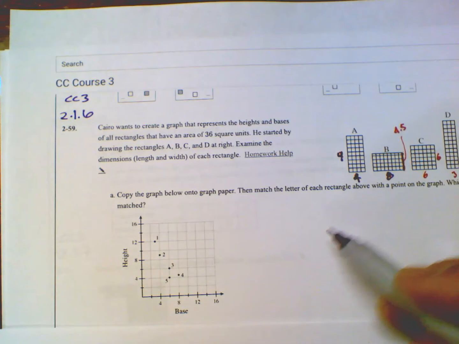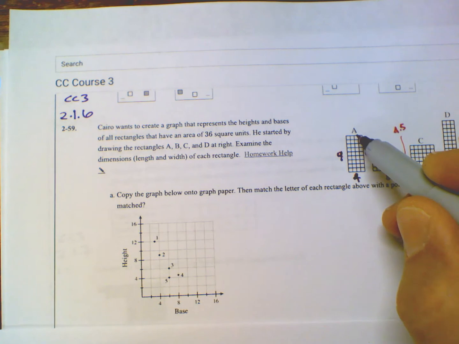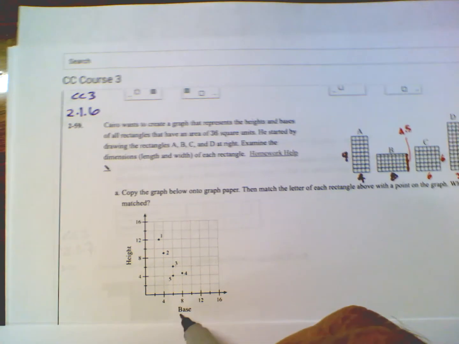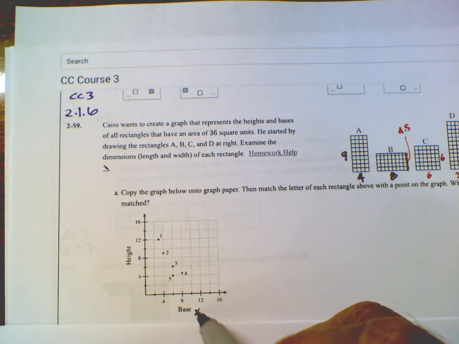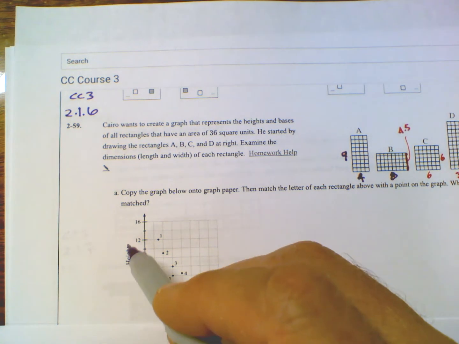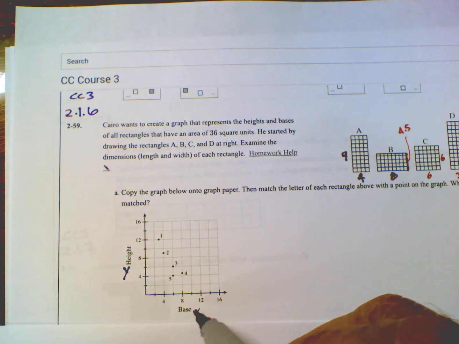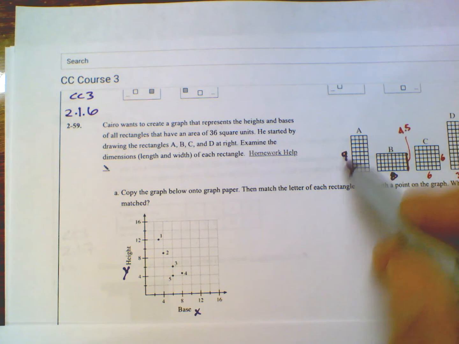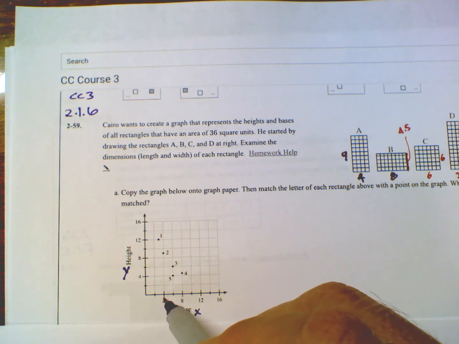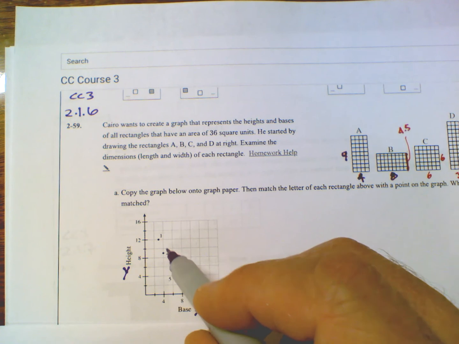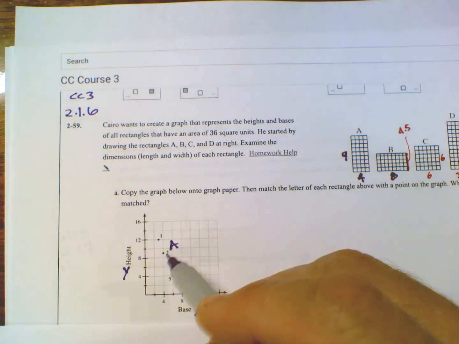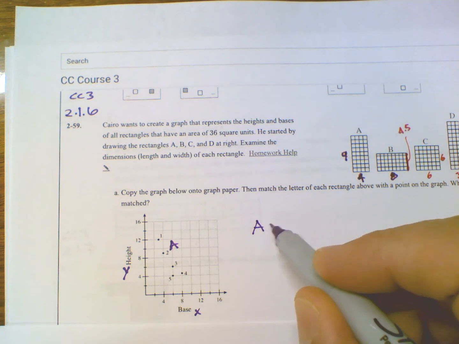So first of all, if I look at A, rectangle A is a 9 by 4. Well, actually, the base is the X, and the height is the Y, right? So the first number for this rectangle would actually be 4. So 4 comma 9. 4 comma 9 is right there. So A is 2, right? So A is 2. So we can just do that.